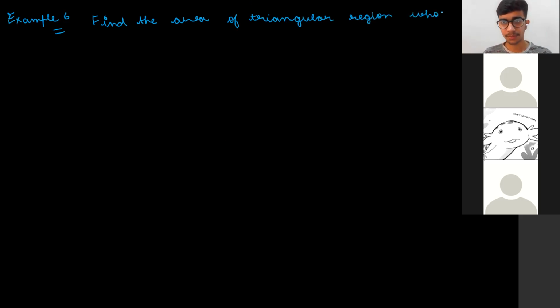So the question is, Example 6: find the area of the triangular region whose vertices are given. Well, do you guys know how to write an equation of a straight line using 2 points?